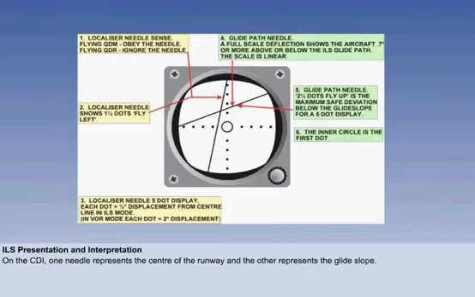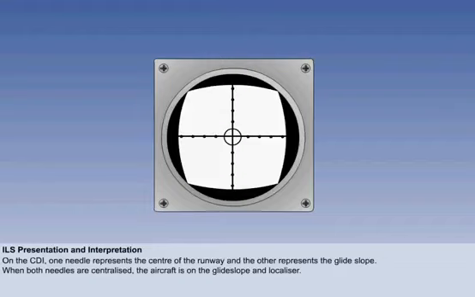We have seen that the ILS indications are displayed in a very easy-to-read format on the CDI. One needle represents the center of the runway, and the other represents the glide slope. When both needles meet in the middle, this is an accurate approach. Deflection of the needles from the center tells you either to fly left or right, or fly up or down.